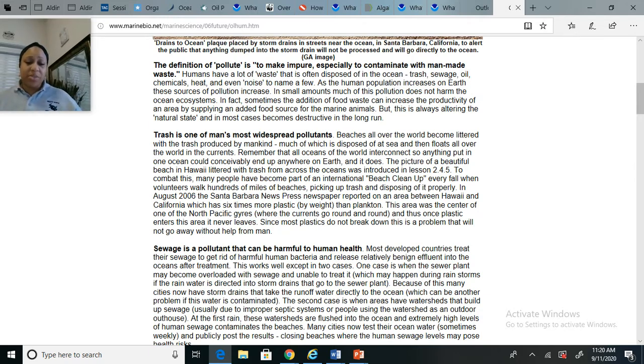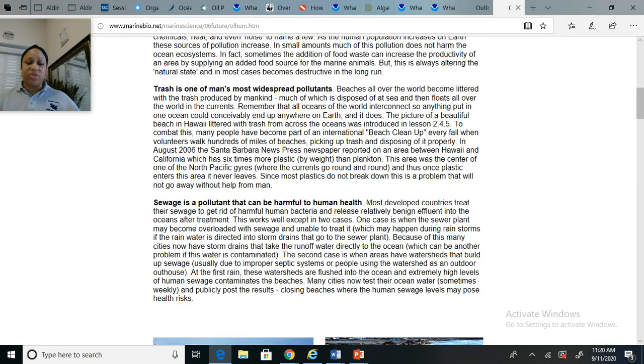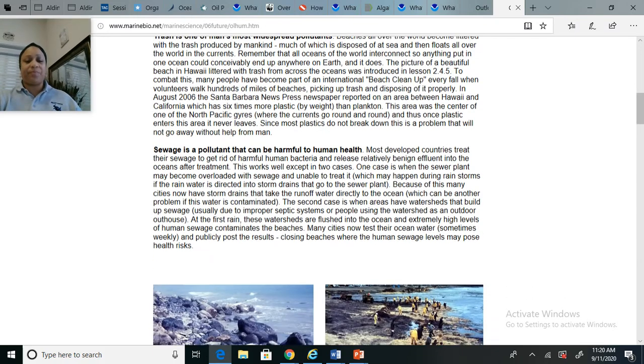Sewage is a pollutant that can be harmful to human health, and most developed countries treat their sewage to get rid of harmful human bacteria and release relatively benign, meaning not so harmful, effluent into the oceans after treatment.